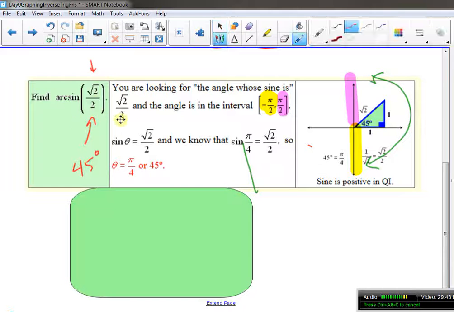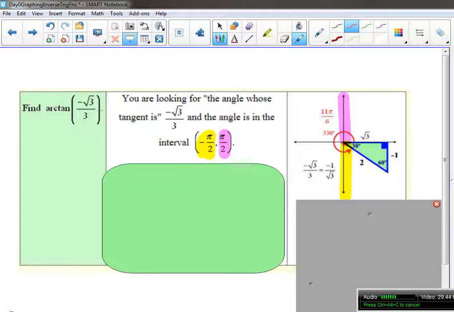So the answer, the evaluation of this, would be 45 degrees. No surprise there. Let's move on to a second example. Find the arctangent of negative square root of 3 over 3. Okay, we're looking for that angle. Remember, here's a number, and we're looking for the angle. It's just like a tangent inverse, and we want to figure out the angle. Well, again, this is a special angle number, so you probably recognize it.